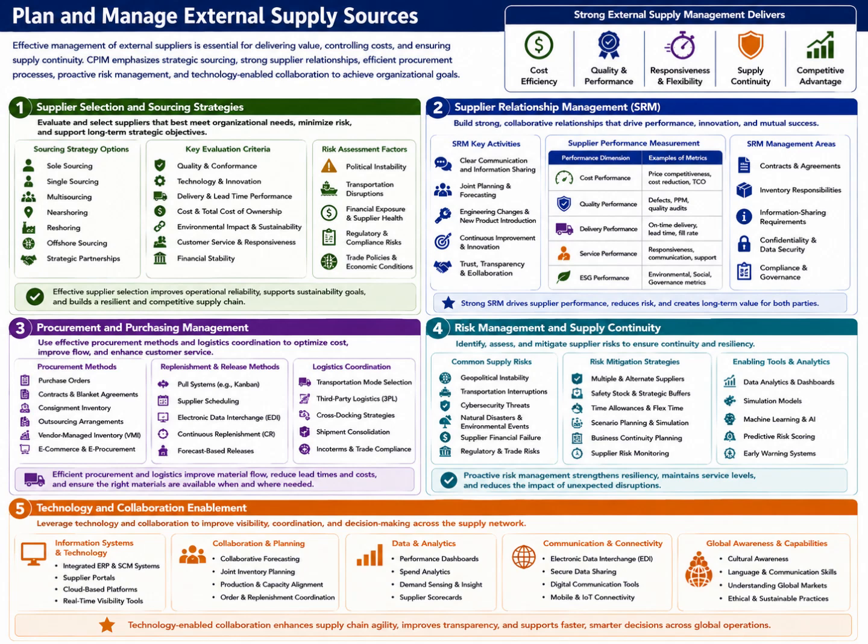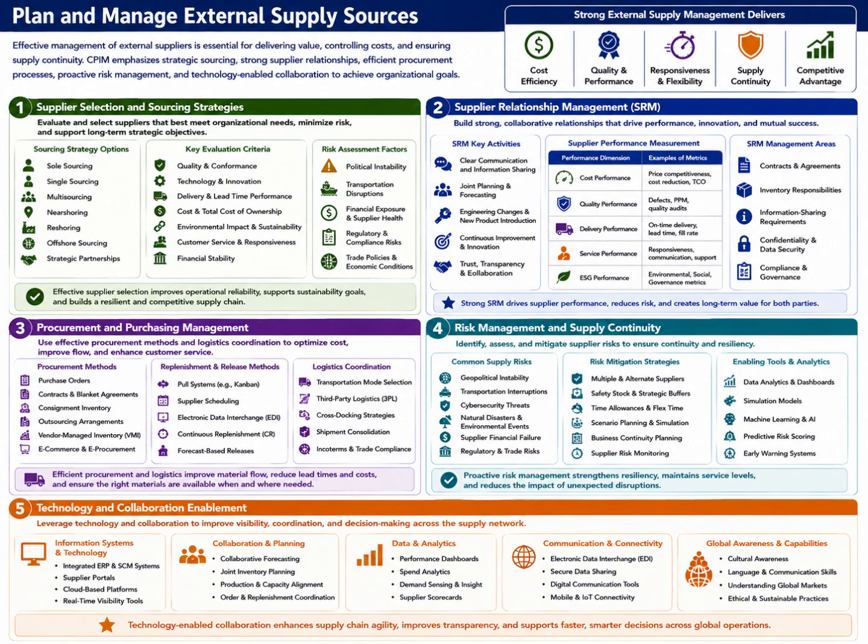Analytics, simulation models, machine learning, and artificial intelligence tools help organizations evaluate trade-offs and identify potential risks before disruptions occur. By strengthening supplier risk management practices, organizations improve supply continuity, maintain customer service levels, and reduce the financial and operational impact of unexpected supply chain disruptions.